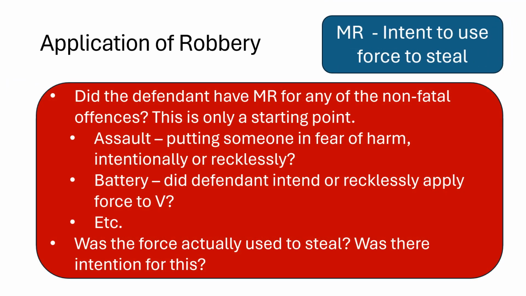The final element, intent to use force to steal. Did the defendant have the mens rea for any of the non-fatal offences? Now, this is your starting point. For example, if they use threat of force, then they've probably got intention for assault. If they use force, they've probably got intention for battery, or maybe even intention to cause some harm. But we need to make sure there's a starting point as an idea.